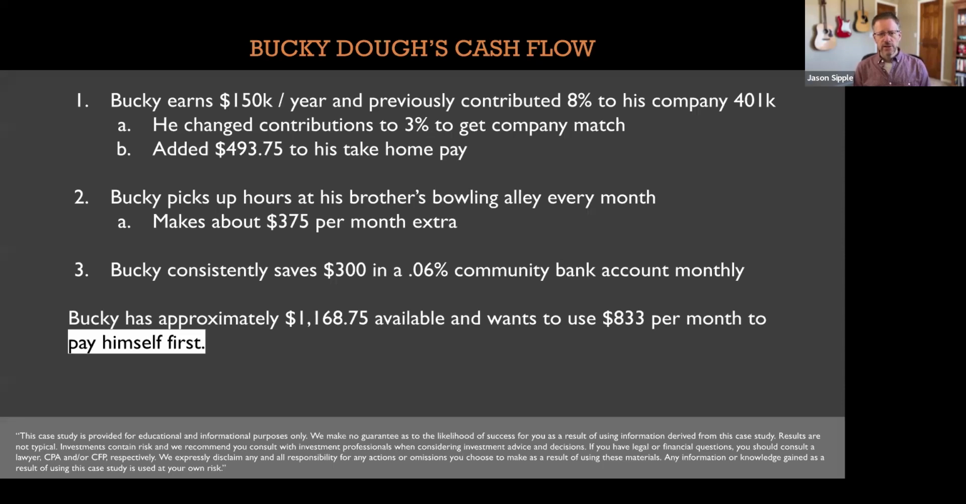And when we had this conversation with the client I'm calling Bucky Doe, what I learned and what Bucky shared with me is he makes around $150,000 a year, and he was contributing around 8% of his paycheck to his company's 401k. Through watching different videos about infinite banking, being around our campfire, he thought, well, what if I were to change my contributions just to 3%? That way he gets his company match, and he's going to take the rest of that and start just adding it to his take-home pay and use that for this debt blaster process. So right there, he was able to pick up about $493.75 into his take-home pay.